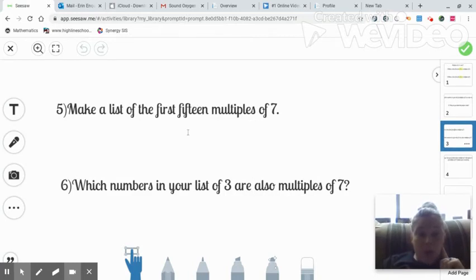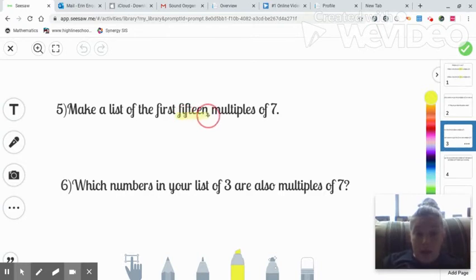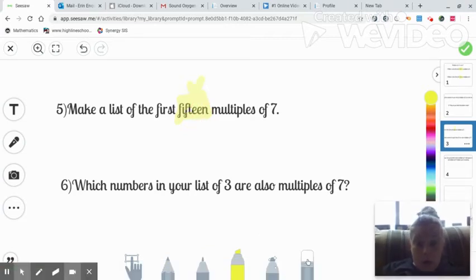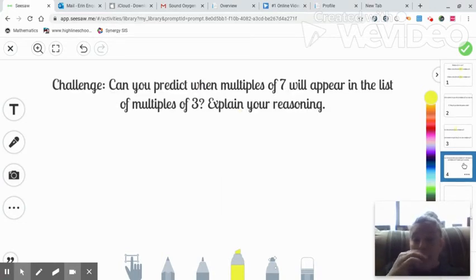For number 5, you're going to make a list of the first, once again, 15 multiples of 7. I'm really pushing you here, but I know you can do it. That's why I am pushing you. Which numbers in your list of multiples of 3 are also multiples of 7? It's the exact same thing as you did for 6: you're finding the common multiples. Finally, for a challenge, can you predict when multiples of 7 will appear in the list of multiples of 3? Explain your reasoning. This is just a little bit to push your thinking outside of the box.